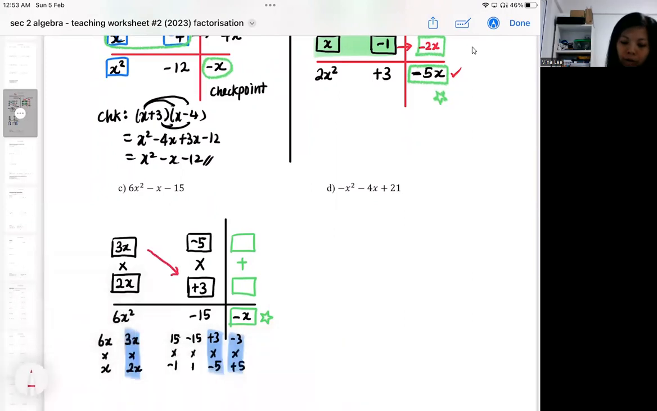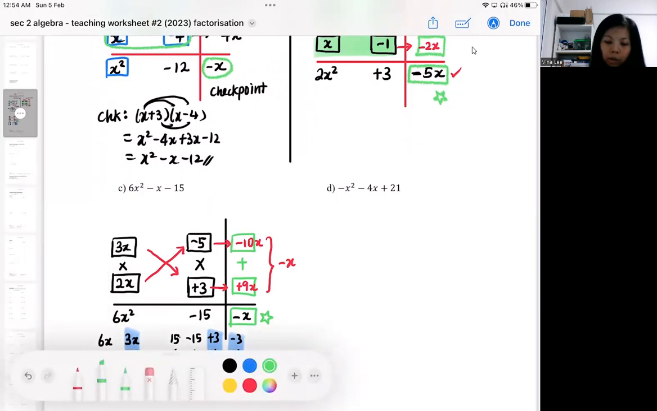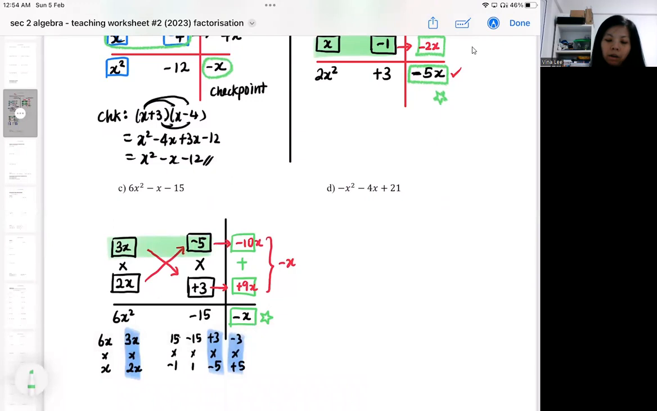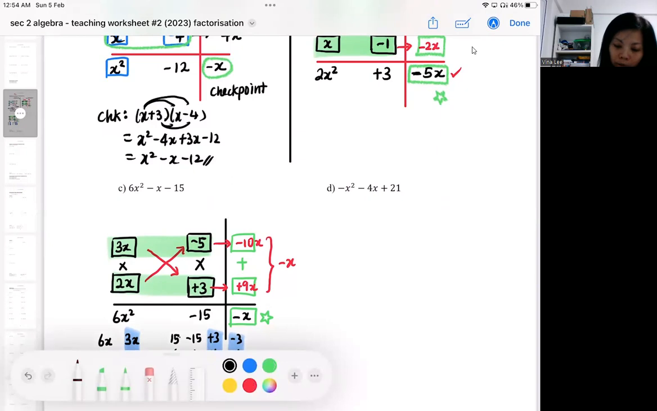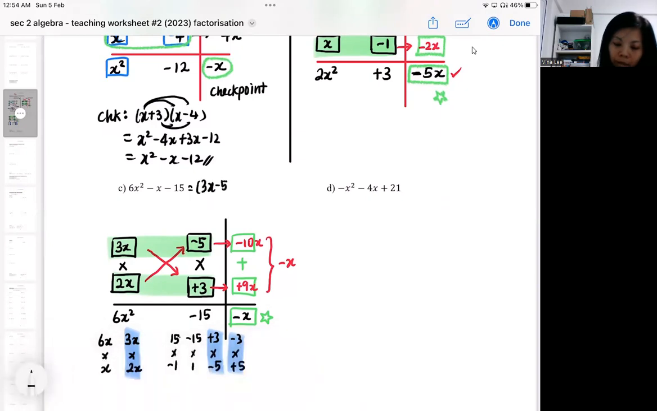So cross, I get positive 9x. Cross, I get a minus 10x. And I really do get a minus x. I happen to get it without trying too much. So it matched the checkpoint. Your answer will be the two boxes here, the horizontal box and the horizontal box. So it will be 3x minus 5, then it will be 2x plus 3.